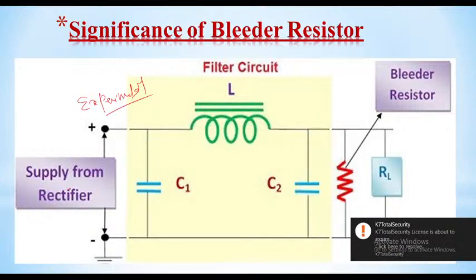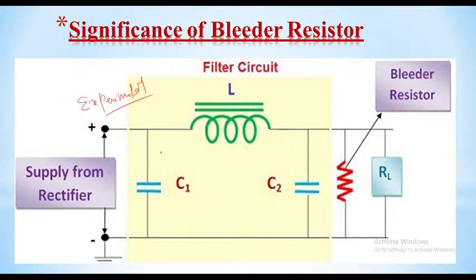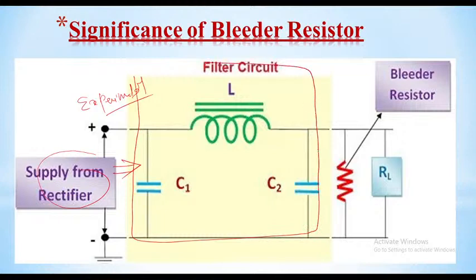See here, the input to this particular experimental circuit is from the rectifier. The output of the rectifier will act as the input for this experimental circuit. You can observe the filter circuit here. All this part, up to this point, is a filter circuit. The filter circuit will consist of inductors and capacitors.